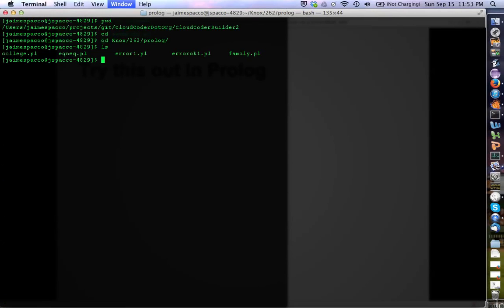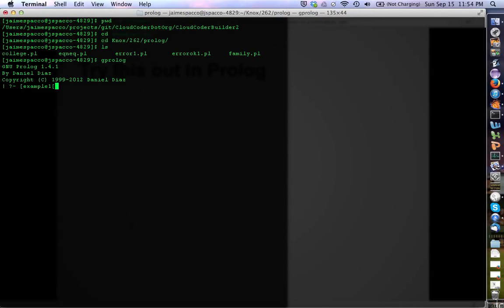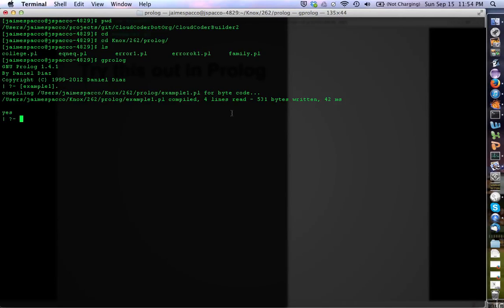Great. Now we're going to flip back to this window. We're going to run gprolog in that same folder. And we're going to say, okay, go ahead and load, what the hell did I name that again? Example 1. Oops. Example 1. And it's going to come back and say, hey, look at that. I managed to load all of that. Now we can start asking questions. Okay.